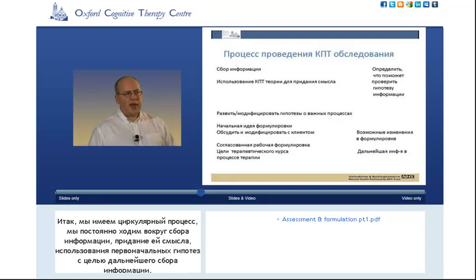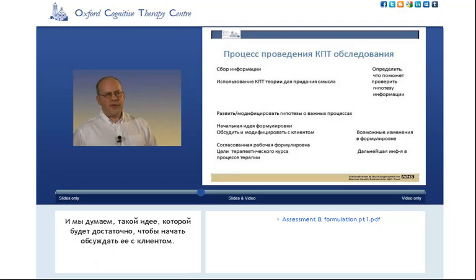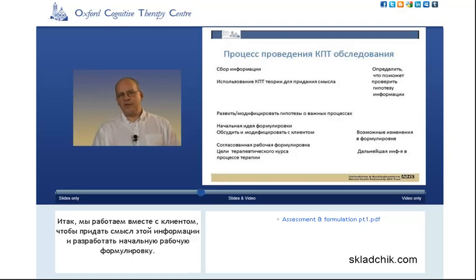So we have a circular process that we go round repeatedly of gathering information, trying to make sense of it, using the initially tentative hypotheses to guide further information gathering. And we go round and round this loop several times, probably many times during an assessment, until we get to a point where we've got some initial ideas about the formulation, and we think there's enough of an idea to start discussing that with the client. So we work together with the client to try and make sense of that information and develop an initial working formulation.